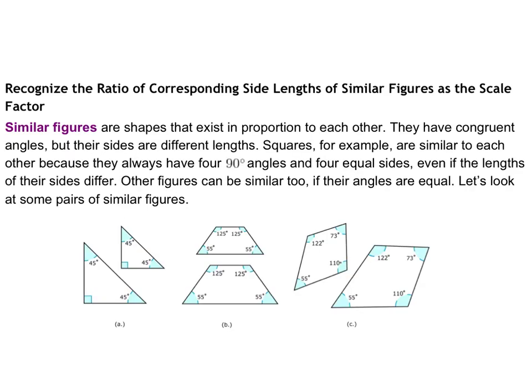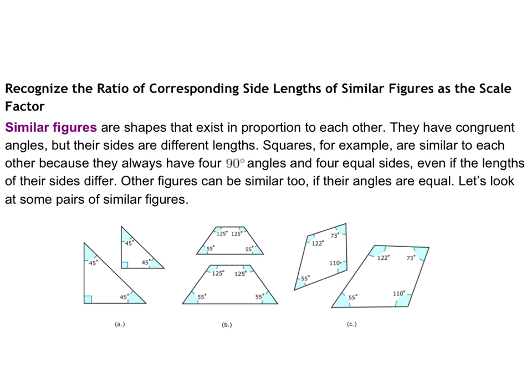So similar figures are shapes that exist in proportion to each other. They have congruent angles, but their sides are different lengths. Squares, for example, are similar to each other because they always have 4 90-degree angles and 4 equal sides, even if the lengths of their sides differ. Other figures can be similar too if their angles are equal. Let's look at some pairs of similar figures.